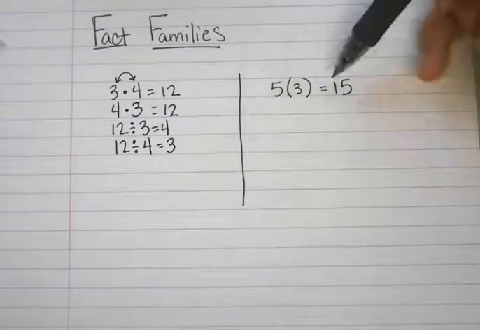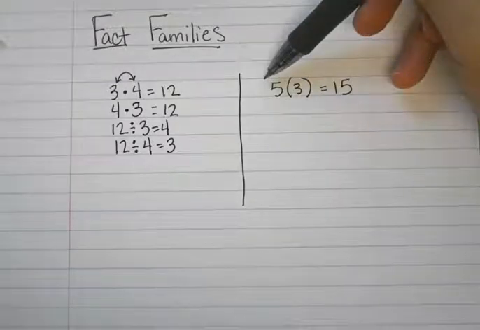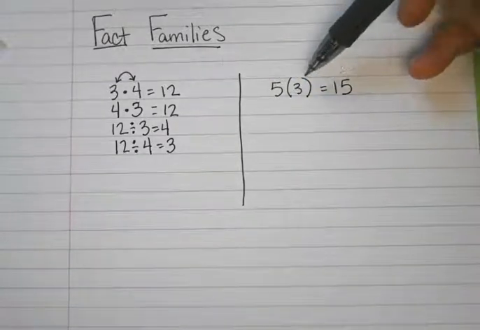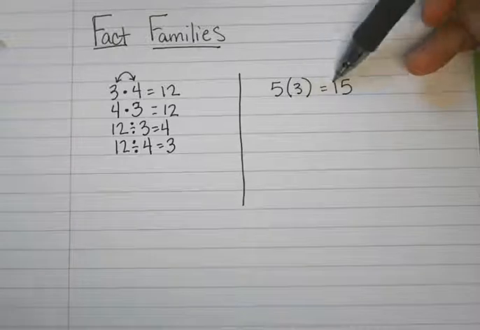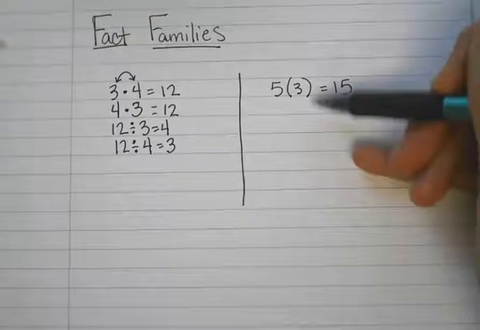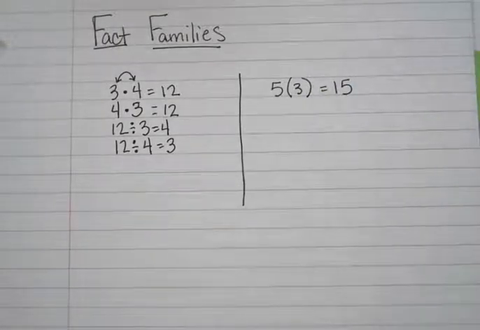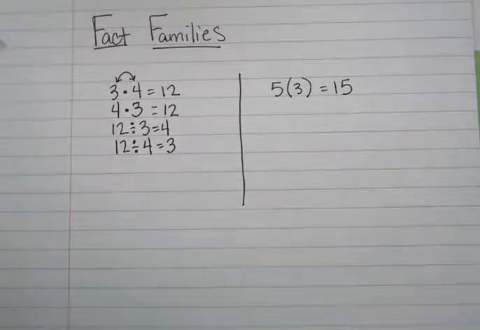So I'd like you to pause for just a moment and try this fact family on your own. So I gave you the first one, which is 5 times 3 equals 15, and see if you can complete the other parts of that fact family before we move on.